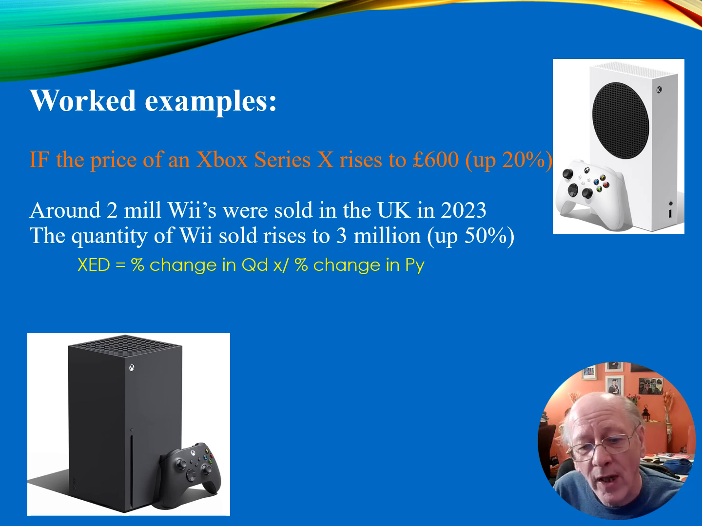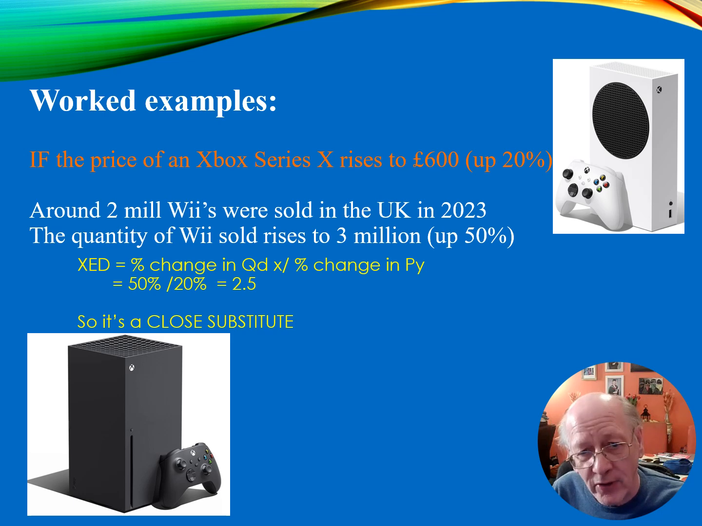So there's our formula: percentage change in quantity demanded of good X, in this case Wiis, divided by the percentage change in the price of good Y, in this case Xbox Series X. 50 over 20 gives us a result of 2.5. So that means that it's a substitute because it's positive, and it's a close substitute, a near substitute, because we get a figure of greater than 1.